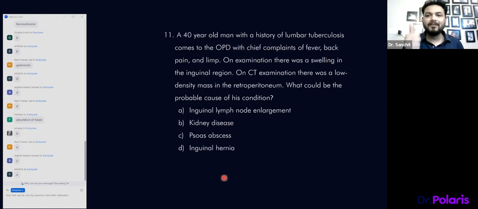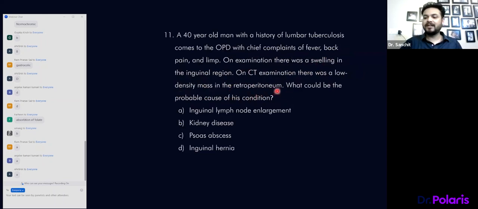This patient has lumbar tuberculosis. Okay. Now, TB not only affects our lungs, it also affects our bones. This is the vertebral area which I'm talking about. So lumbar TB is basically the lumbar segment of the vertebra that has been affected, and they come to the OPD with chief complaints of fever, back pain, and limp. On examination, there was a swelling in the inguinal region. Now, CT was performed and they noticed a low density mass in the retroperitoneum.